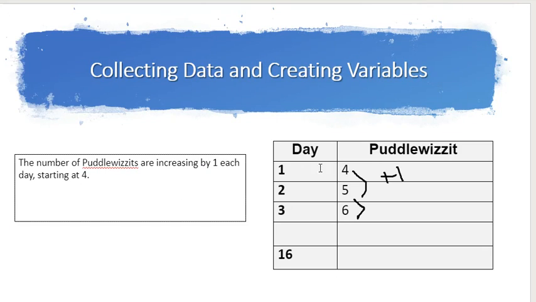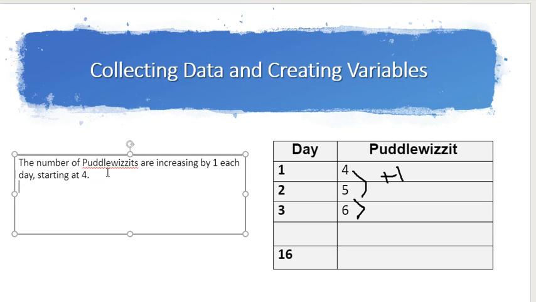If we go back to our chart and we look at the Puddlewizzits, instead of writing out this sentence, we could simply replace the word Puddlewizzits with a letter. In this case, we're going to use the letter P. And instead of writing the word increasing, we're going to use an addition sign. And obviously, it's increasing by 1, so we'd put the 1 there. So instead of writing out this whole long sentence, we can replace this with a mathematical expression using a variable, P plus 1. That is telling us that the number of Puddlewizzits are increasing by 1 each day.